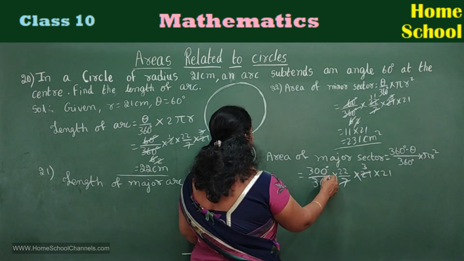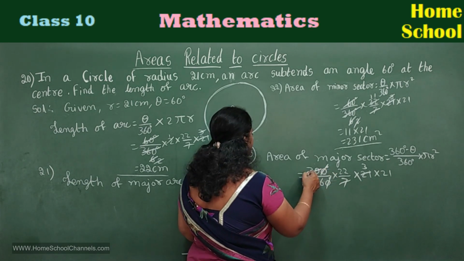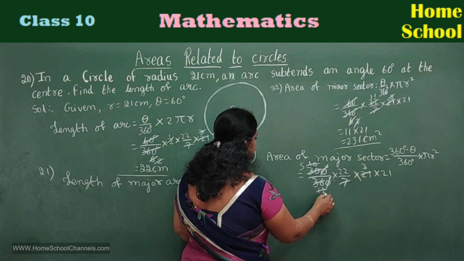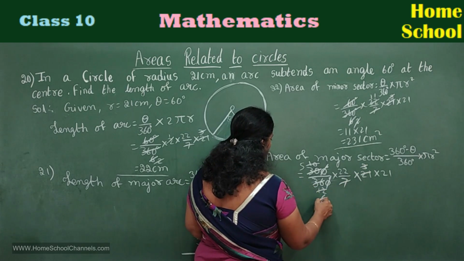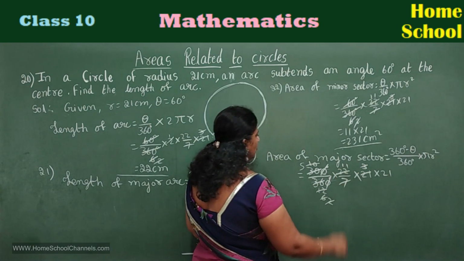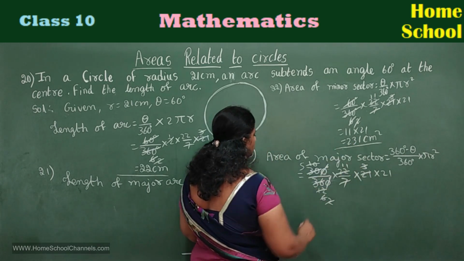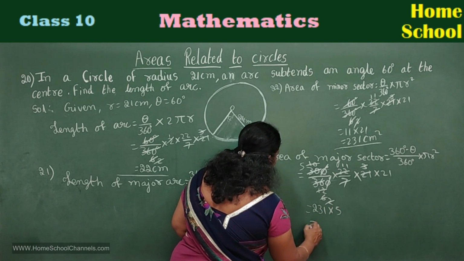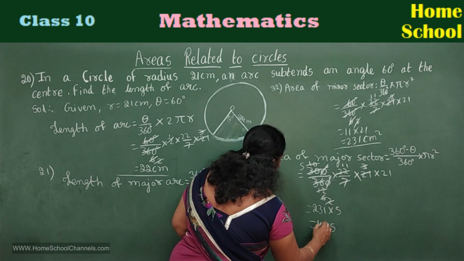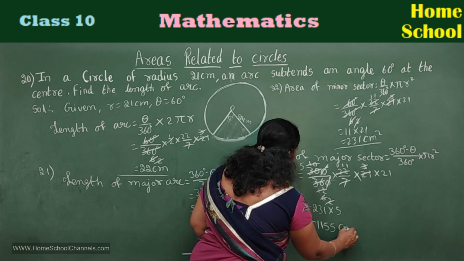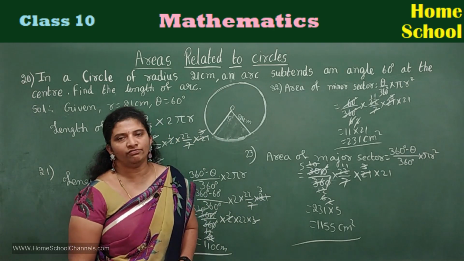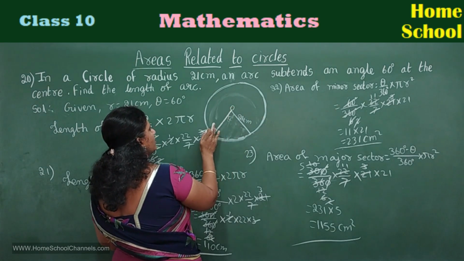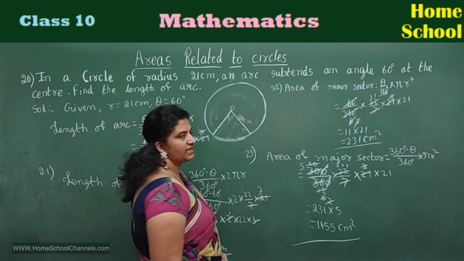7 3s are 21, 0 0 cancel. 3 10s are 30, 3 12s are 36, and again 2 5s are 10, 2 6s are 12. Now 3 2s are 6, 2 11s are 22. What about 11 into 21? We got here 231. And still you have here 5. 231 into 5. Multiply by 5. 1155 centimeter square is the area of the major sector. Which area, children? This area. From here to here, this area is the major sector area.